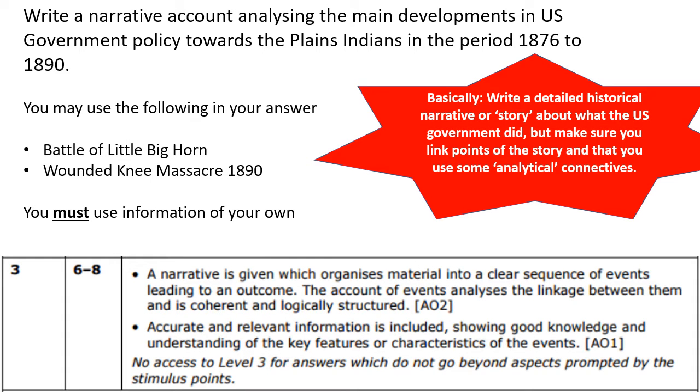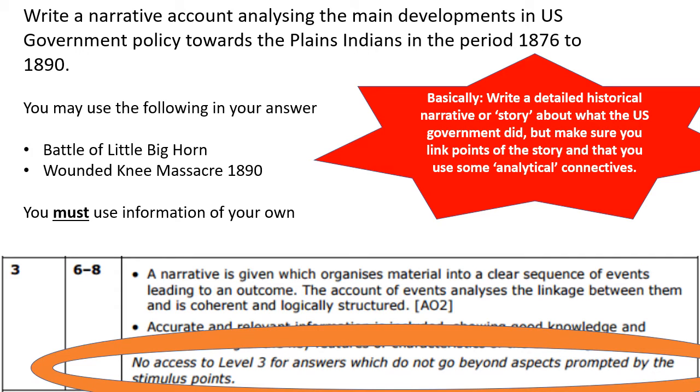So this is the question we're looking at. It's write a narrative account analysing the main developments in US government policy towards the Plains Indians in the period 1876 to 1890. You may use the following in your answer: the Battle of Little Bighorn, Wounded Knee Massacre of 1890. So if you can just copy that question into your book, obviously you will need to pause the video.